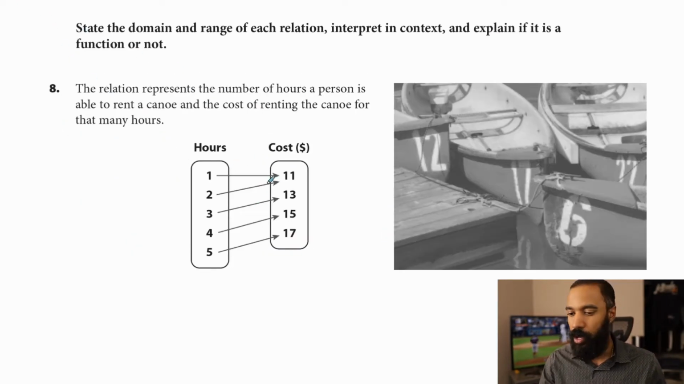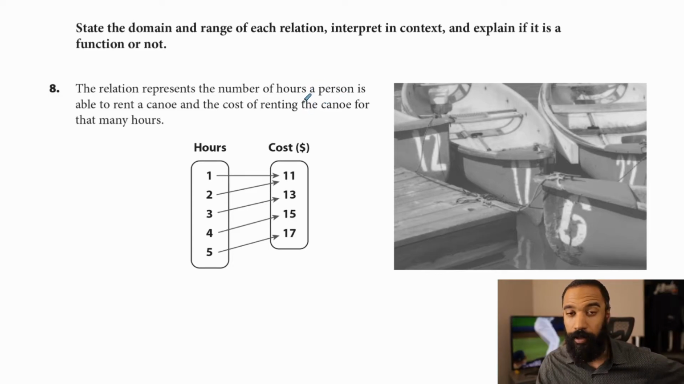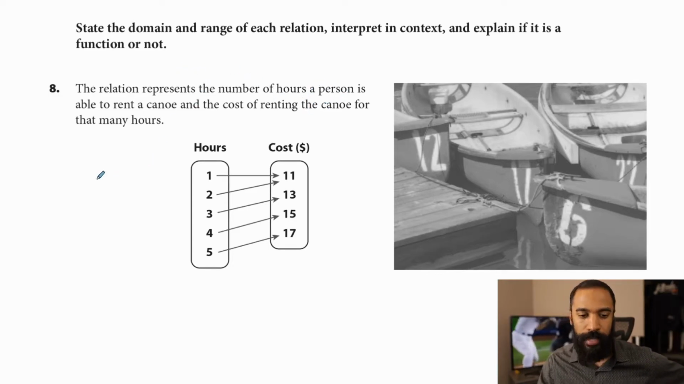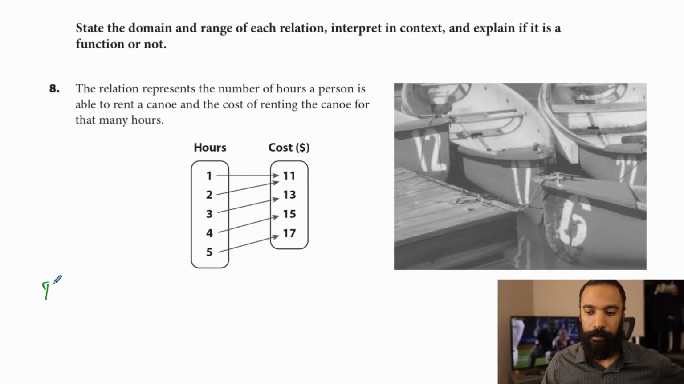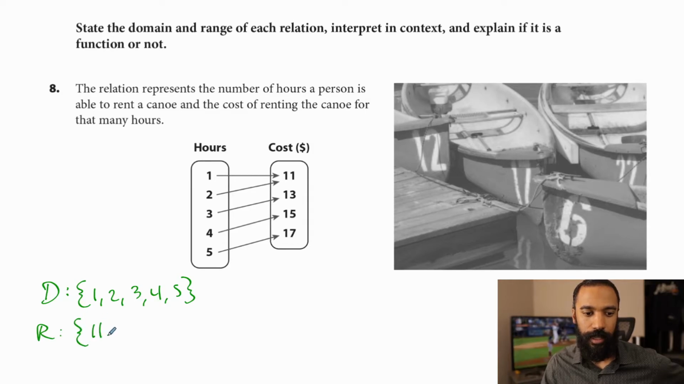Okay, number 8. The relation represents the number of hours a person is able to rent a canoe and the cost of renting the canoe for that many hours. Now they want the domain and range, so let's start off with that. Because it's in increasing order, this is very straightforward. 1, 2, 3, 4, 5 for x, and range, 11, 13, 15, and 17.